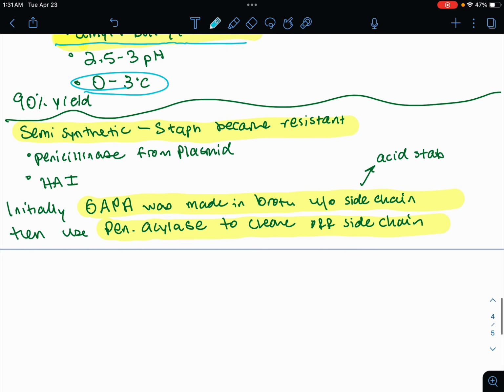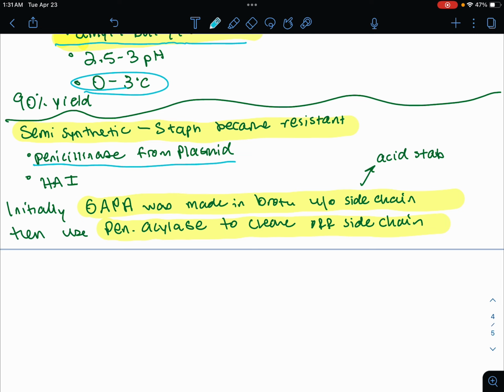Let's talk about semi-synthetic penicillins. Staphylococcus aureus has become penicillin resistant. This is also seen in hospital-acquired infections, and the Staph aureus was able to use this penicillinase from a plasmid. It was able to break up the penicillin, and therefore it lost its function. Initially, the 6-APA was produced in broths that lacked the precursors of the side chains.